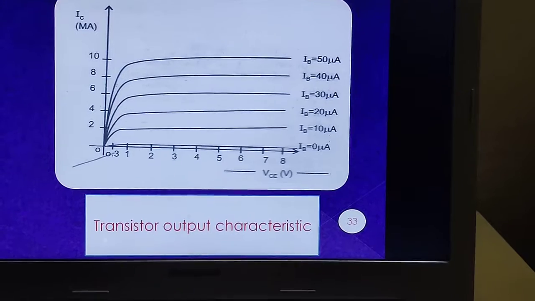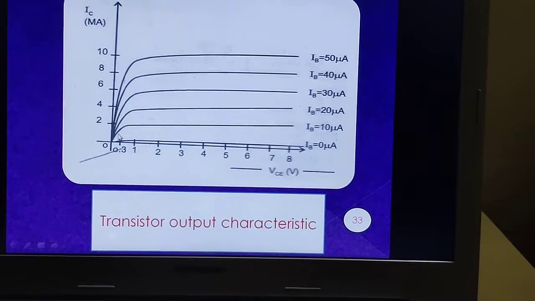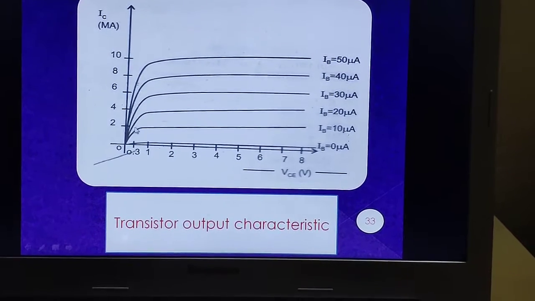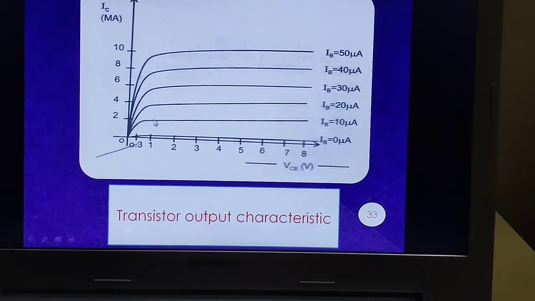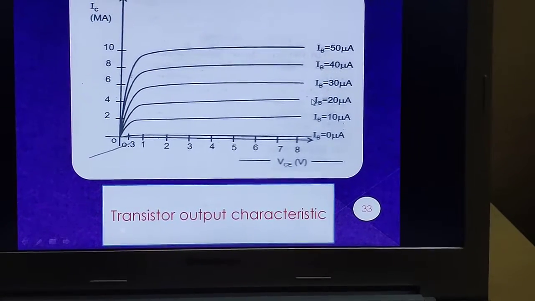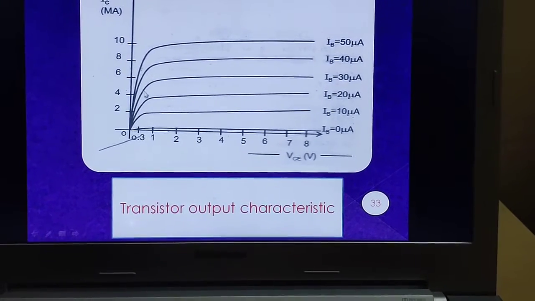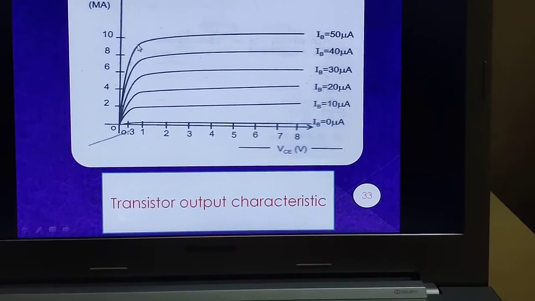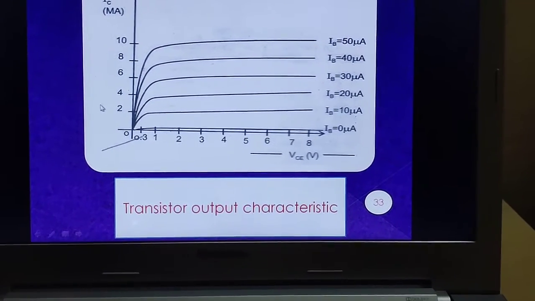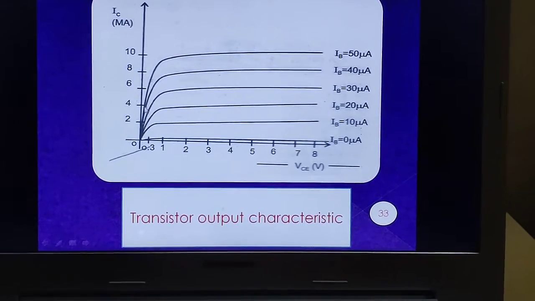Okay, now let us increase IB in steps of 10 microamperes. Here in this part we see a sharp linear rise as VCE increases, IC also increases, the output current also increases, and after a specific value it remains constant. Next, when IB equals 20 microamperes, here also we get this linear rise. For every step or every rise in IB, we observe that this part gives a linear variation between IC and VCE. As VCE increases, IC also increases. So this region is called the active region of the transistor.